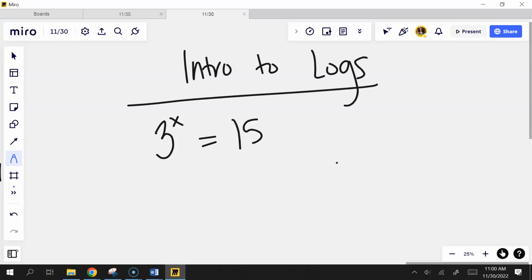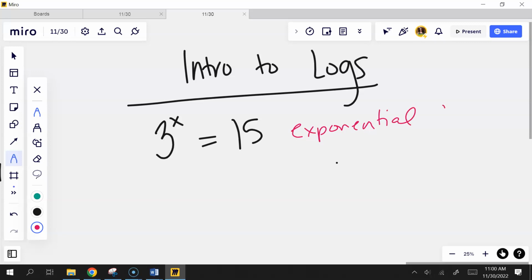So this is what's called exponential form. And I can change into what we call logarithmic form by doing this. I do the log, and now this is written really little as a subscript, so be careful. The base is 3 of 15 equals x. Okay, that's changing the form, so this is logarithmic form.